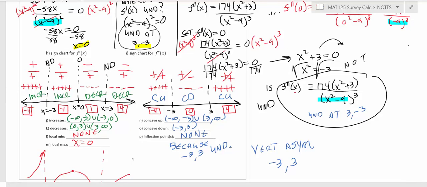This puts it all together, every little thing that we've learned. On the next page, we're going to wrap it up with a graph. Then we'll be done. Then we'll just check it and verify it on the graphing calculator.